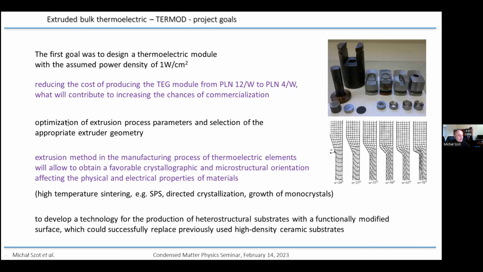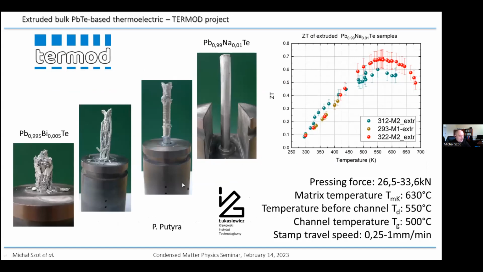Another task was optimization of the parameters of the extrusion process and geometry of the extruder matrix, which is shown here. It was expected that the extrusion process may improve thermoelectric properties of the materials as compared to the materials obtained by commonly used methods such as spark plasma sintering or growth obtained from monocrystals. So let's see the results.